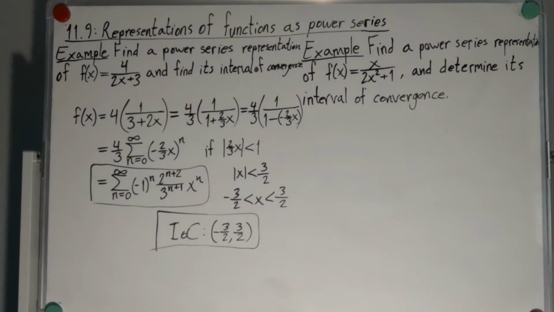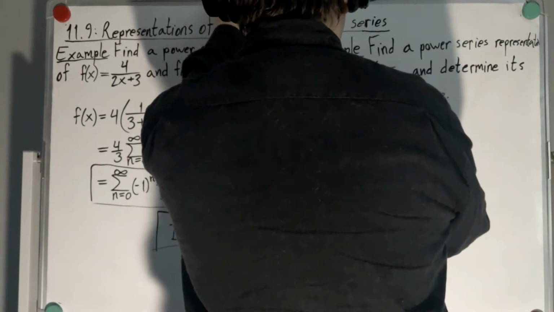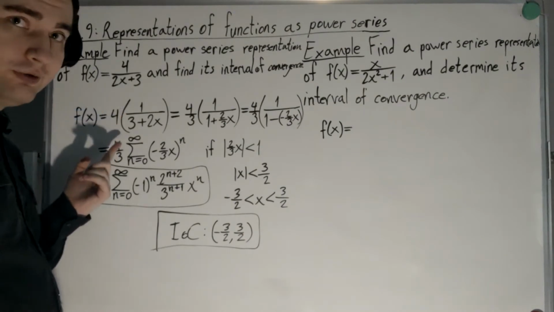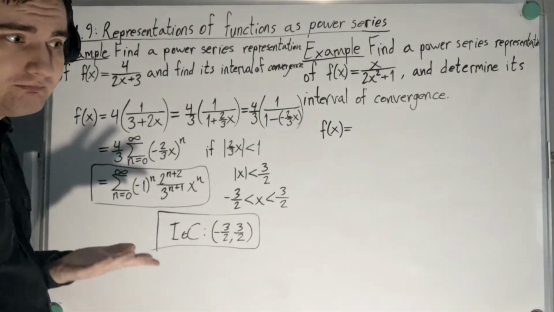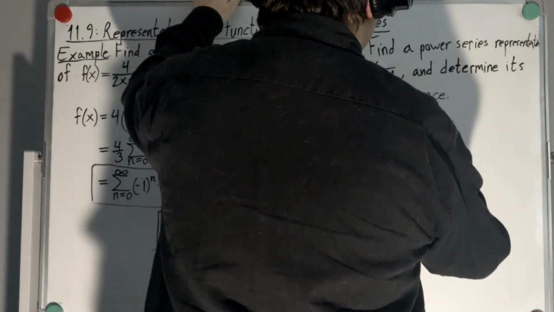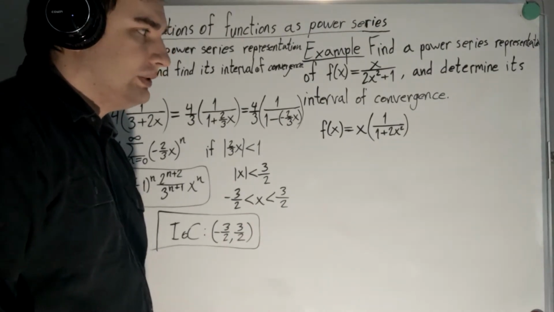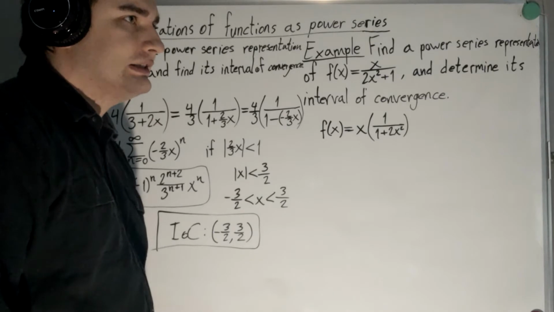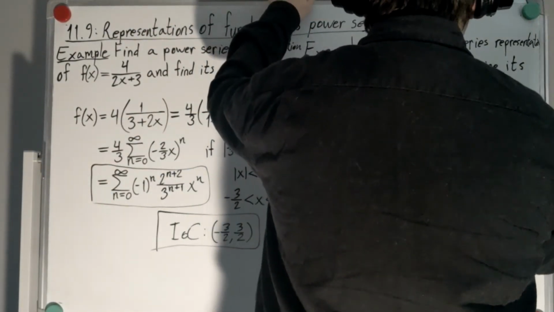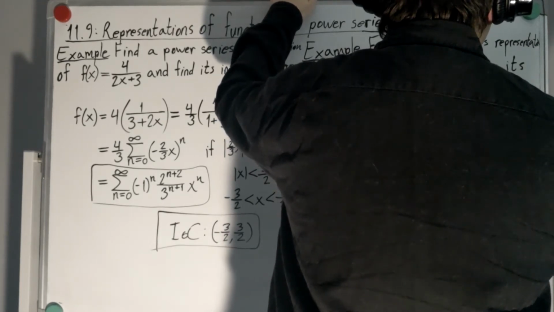So for this one, it isn't quite the same, right? But we can do the same sort of thing we did here. We can just pull out the numerator and say it's being multiplied by the fraction. So this now becomes f of x equals x times 1 over 1 plus 2x squared. 1 over 1 plus 2x squared is of course the same as 1 over 1 minus negative 2x squared. So this is the same thing as x times 1 over 1 minus negative 2x squared.